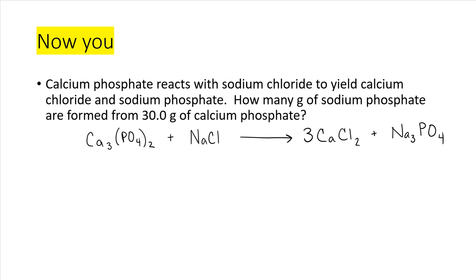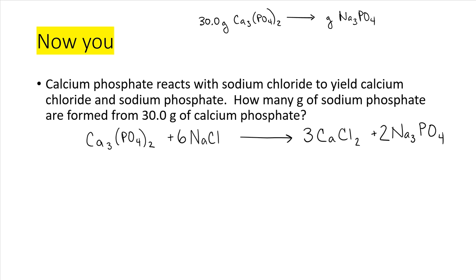We're going to need a coefficient of 3. Then we're going to need a coefficient of 6, a coefficient of 2. Now we're balanced: 3 calciums, 2 phosphoruses, 8 oxygens, 3 calciums, 6 chlorines, 6 sodiums. How many grams of sodium phosphate are formed from 30 grams of calcium phosphate?